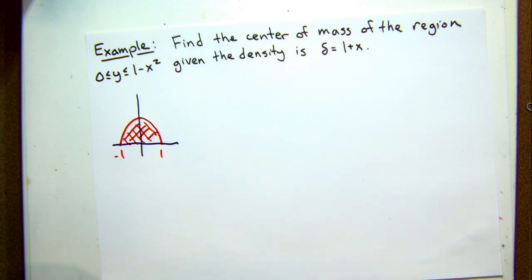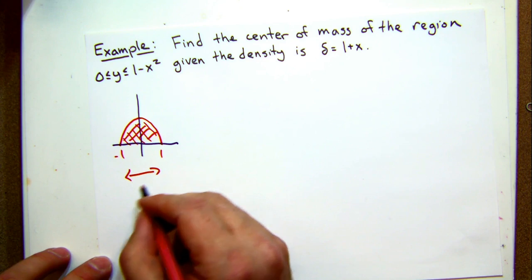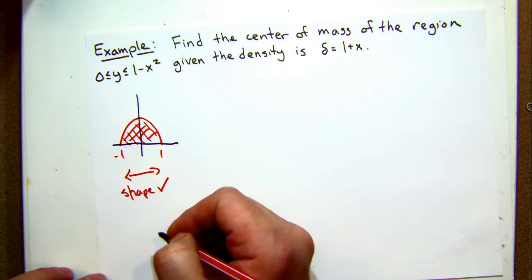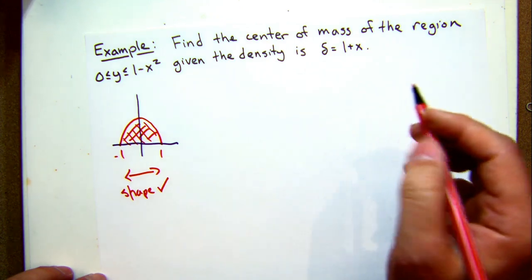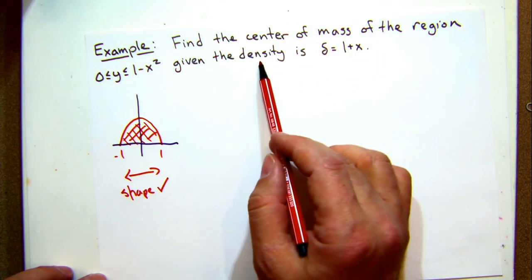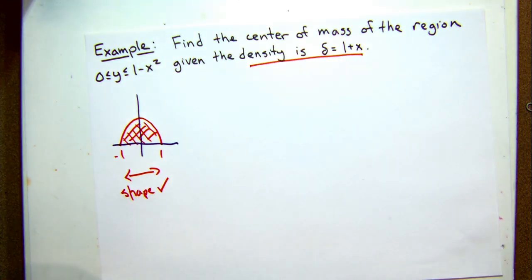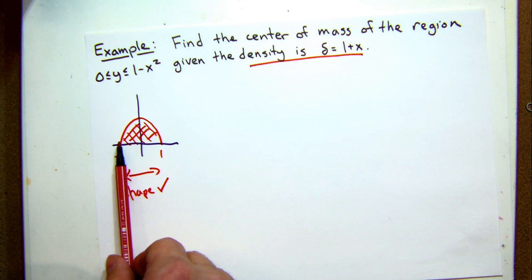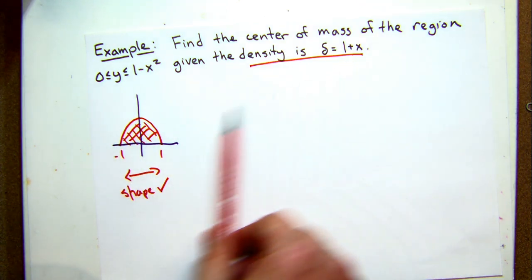Do I have symmetry? Well, the shape, yes. But notice what happened from this problem. It's the same shape, but density is now different. What's happening here is that the density is going to change.